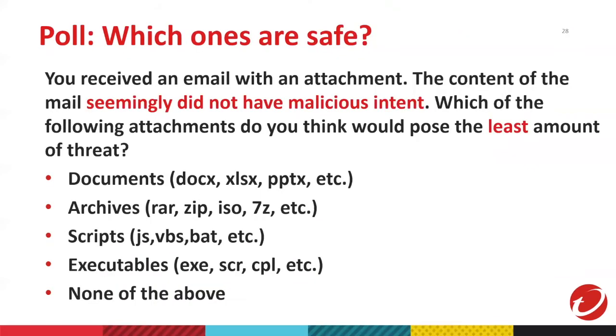But before we go, Bob, we have another poll. Sure. So take this scenario for an example. You receive an email with an attachment, and the content of the email seemingly does not have malicious intent. Which of the following attachments do you think would pose the least amount of threat? So, Bob, what do you think would pose the least amount of threat?